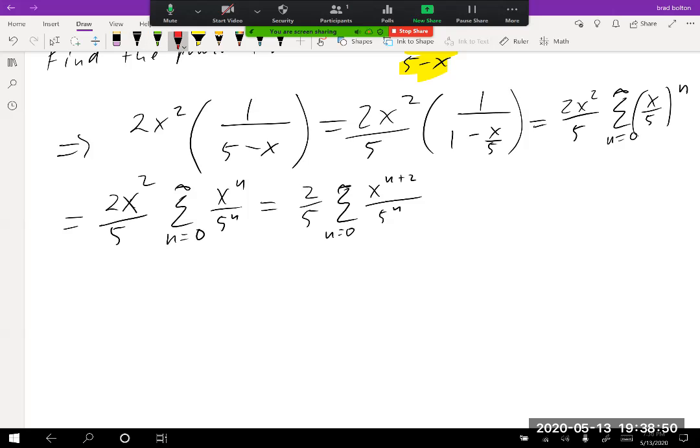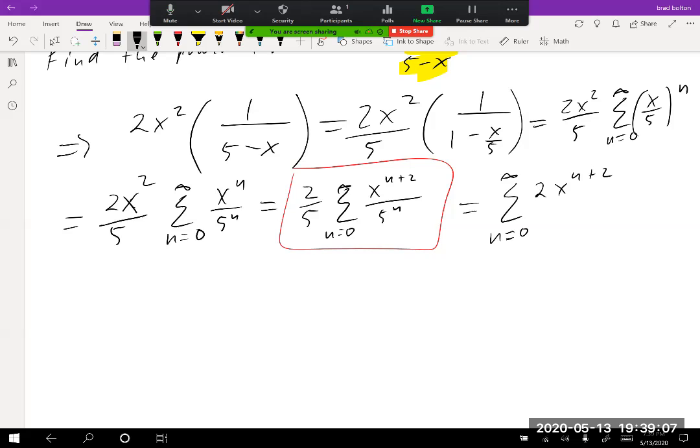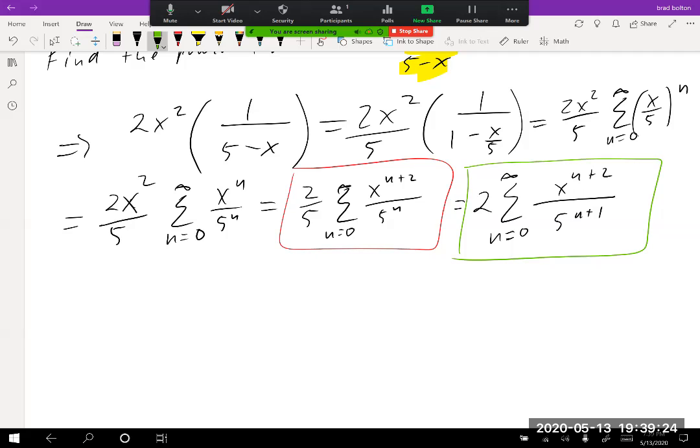So I would say that this is a correct answer. This is one version of a correct answer, okay? Or you could keep going and you could rewrite this as the sum from n equals 0 to infinity of 2x to the n plus 2 all over 5 to the n plus 1. Now, you know what? I'd probably leave this 2 outside. I still wouldn't even bring that 2 in there personally. It still would be correct to do it as well. But this is another version of the answer, okay? That is also a correct answer.